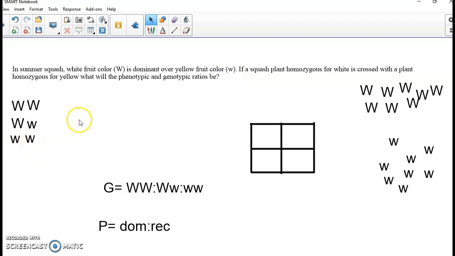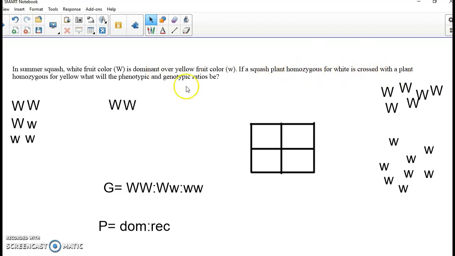So the first thing I need to figure out is what are these two parents? What are their genotypes? So it tells you white fruit color is dominant over yellow. So if a squash plant is homozygous for white, homo means same, white is dominant. So that tells us that the first parent is going to be big W, big W. And I know that because homo means same and dominant is going to be the white.